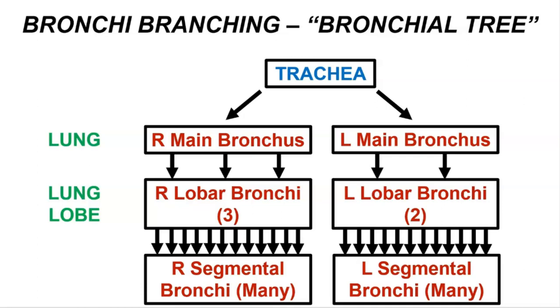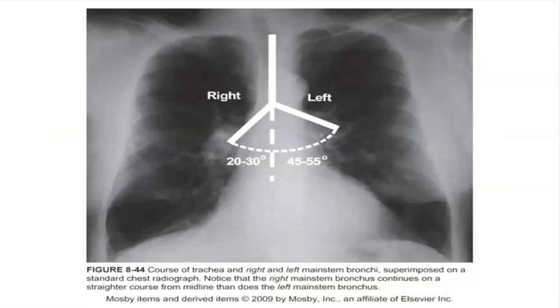We see that the right lung has anatomically 3 lobes, while the left lung anatomically has 2 lobes. So there is a single lobar bronchus for each of the lung lobes. The lobar bronchi then branch into the segmental bronchi, which are also called the tertiary bronchi, since they represent the third branching point of each bronchus.